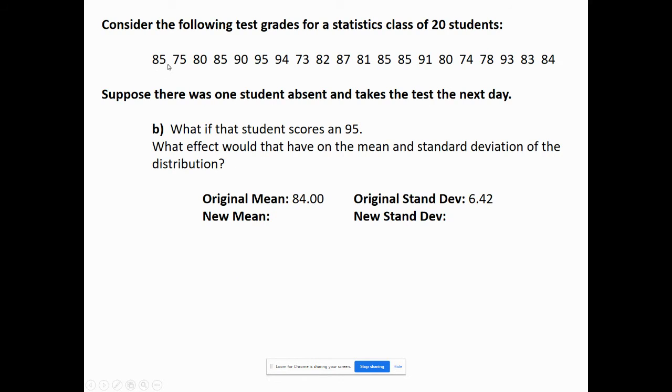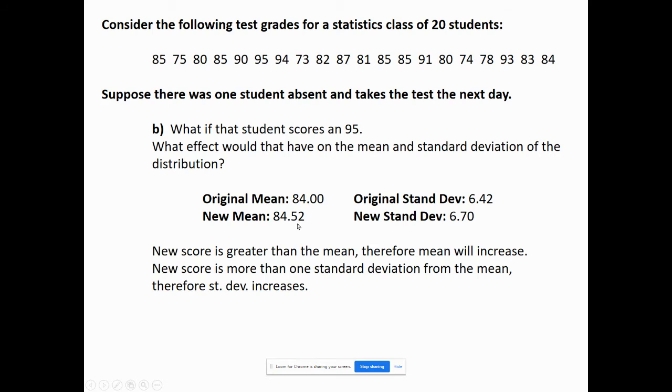Okay, so we're back to the original list of 20. The what if here: what if that one student that's absent scores a 95? What effect does that have on the mean and the standard deviation? So go back to your list, delete out the 84 from the last what if, replace that with a 95, rerun your one variable statistics.